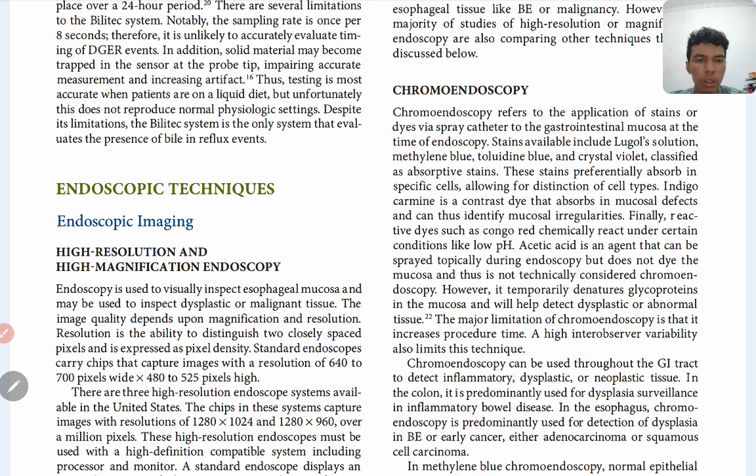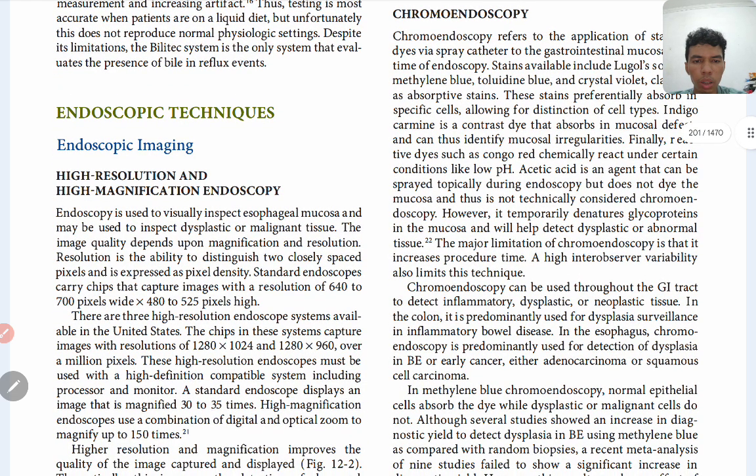Acetic acid is an agent that can be sprayed topically during endoscopy but doesn't dye the mucosa and thus is not technically considered a chromoendoscopy. However, it temporarily denatures glycoproteins in the mucosa and will help detect dysplastic or abnormal tissue. The major limitation of chromoendoscopy is that it increases procedure time. A high inter-observer variability also limits this technique.